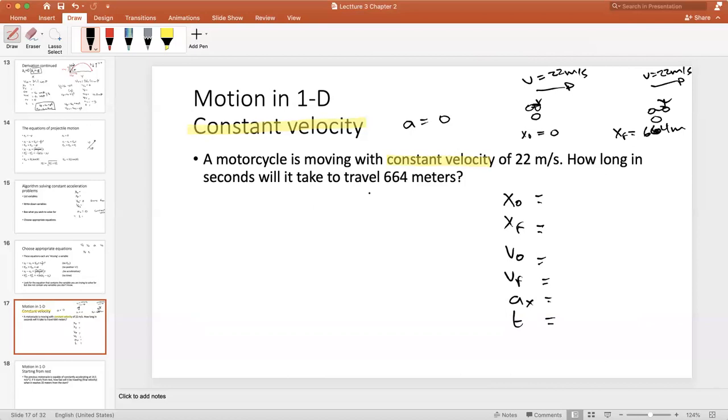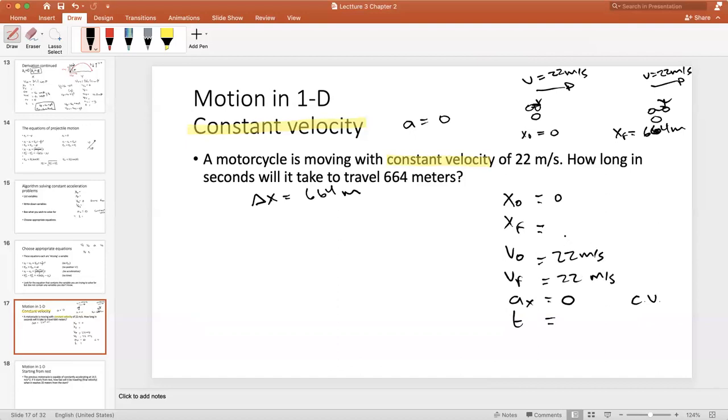That's because it told me that it traveled a distance. It told me that delta x was 664 meters. The constant velocity told me that the acceleration was 0. So now at this step, I put in my variables. I know this is 0 from constant velocity, okay? I know that both of these are 22 meters per second.